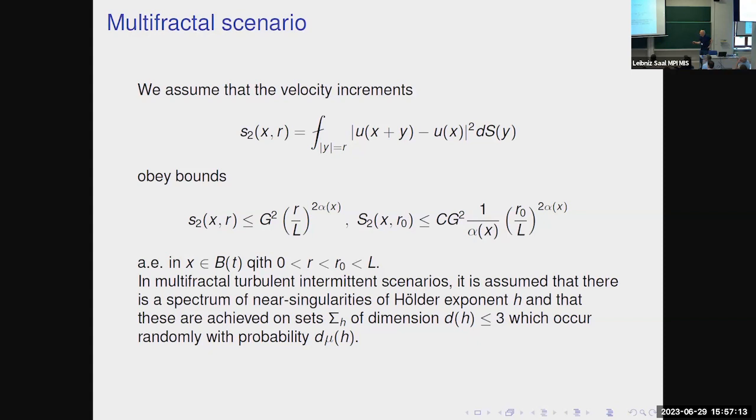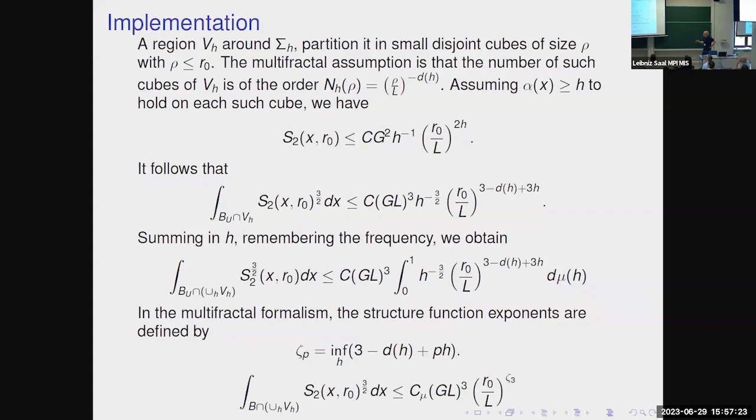All right, so let's see if I can go more. I can. All right, so imagine this turbulence. So there are no real singularities, but you are tasting this. So suppose around sigma of h, you have a region, and you partition it into small disjoint cubes of some size rho, and then the multifractal assumption is that the number of these I have is rho to the minus d of h, whatever d of h was.